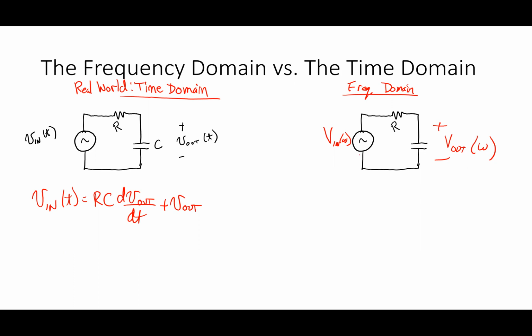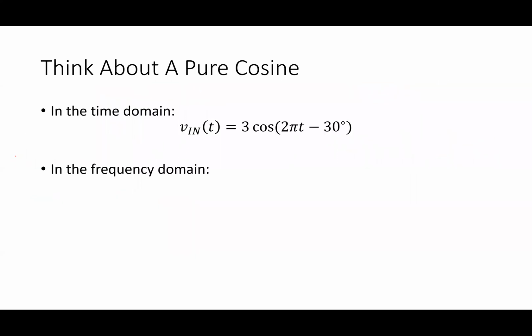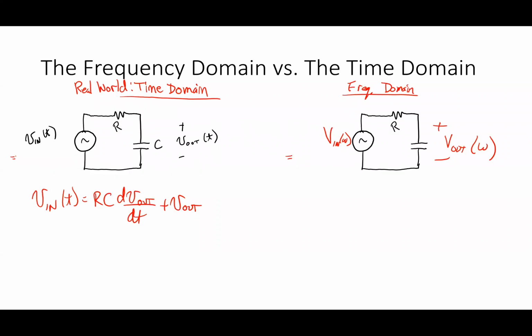In the case of what you did in 2112, you basically took this voltage source, V in, and the example I'm going to use here is 3 cosine 2 pi t minus 30 degrees. What would I represent V in as in the frequency domain, in the impedance domain, as you have learned it? How would I represent that here?